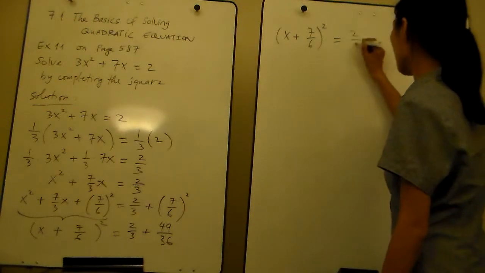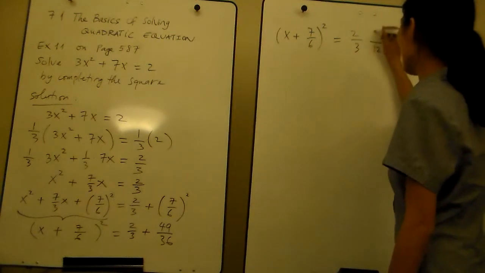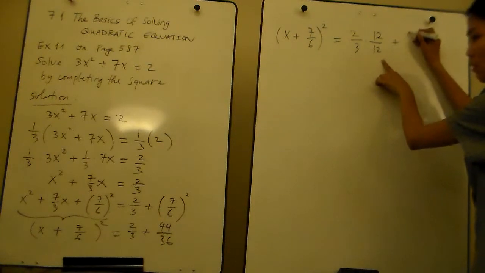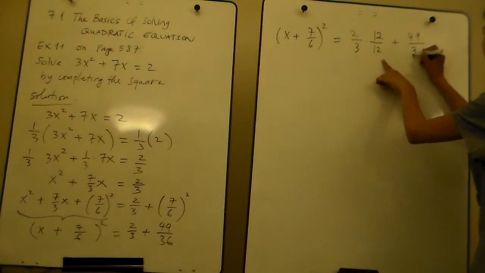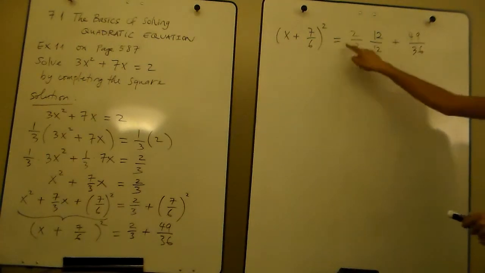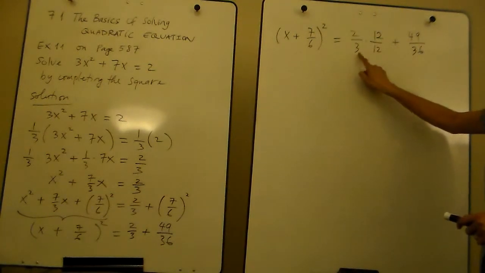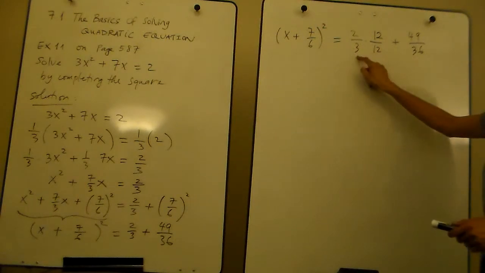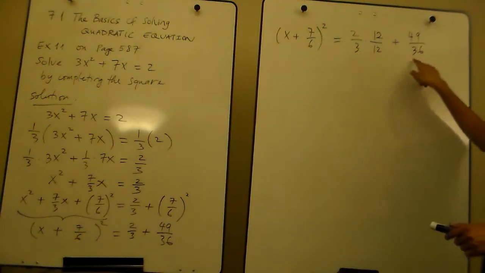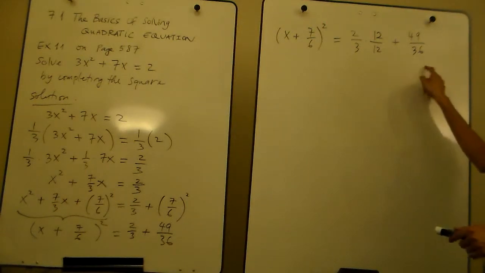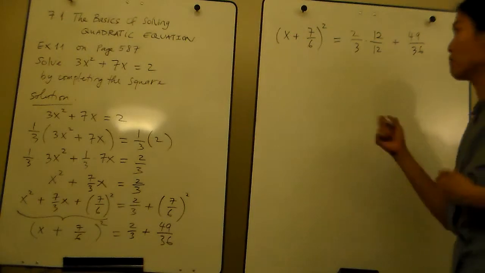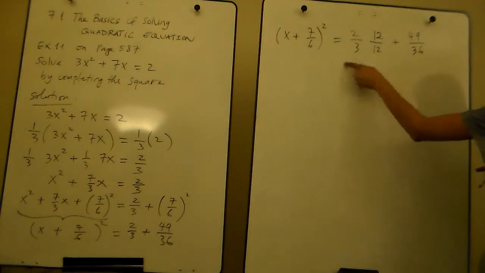So 2 over 3 times 12 divided by 12 plus 49 divided by 36. The reason I multiply by 12 over 12 is because this fraction right now has 3 as the denominator, but I want to get a denominator of 36. Once these two fractions have the same denominator, I can combine them and simplify. That's why I multiply by 12 to get 36.